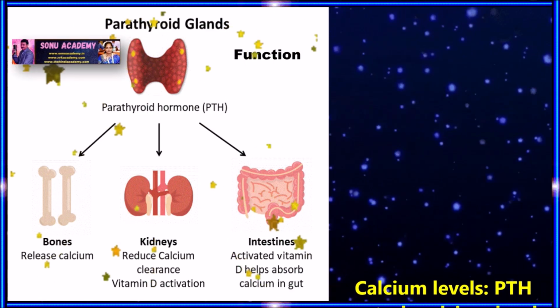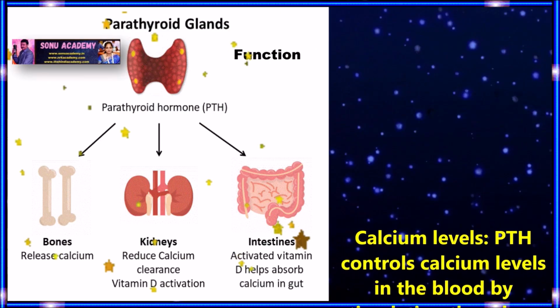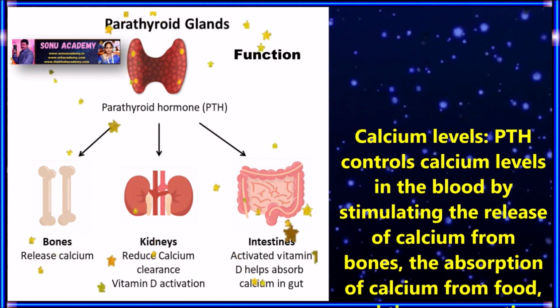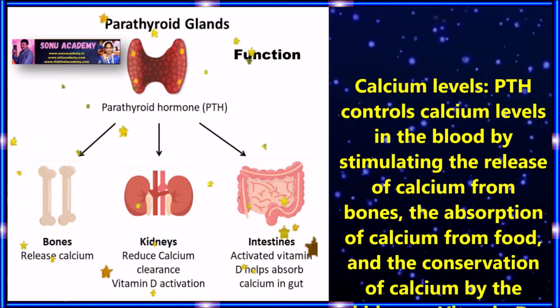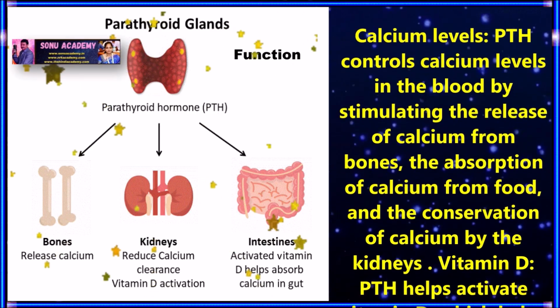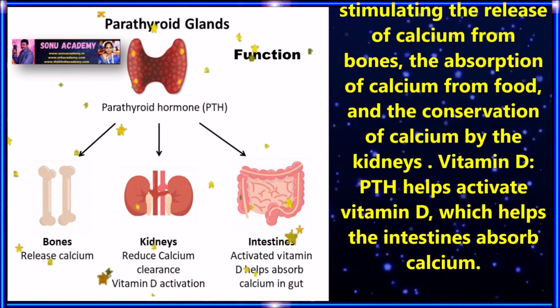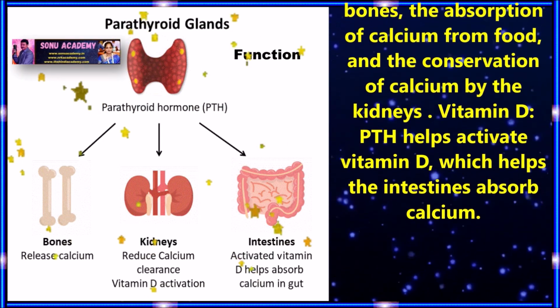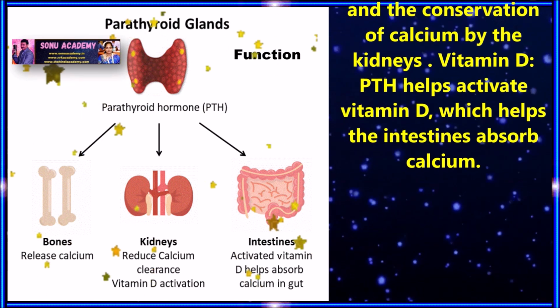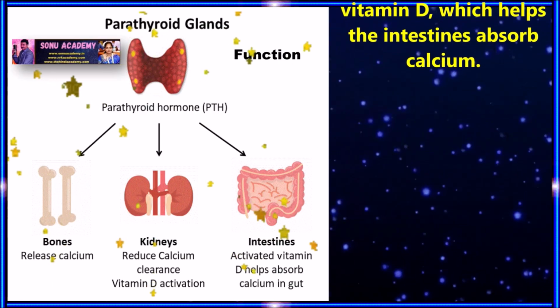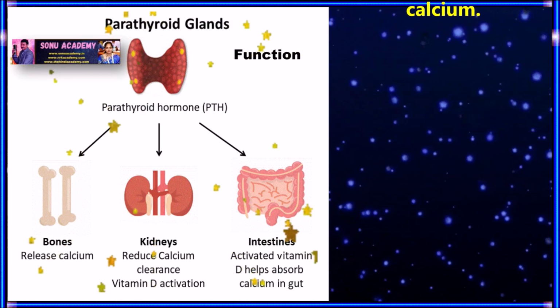Children, the main function of the parathyroid gland is to maintain calcium levels. PTH controls calcium levels in the blood by stimulating the release of calcium from bones, the absorption of calcium from food and the conservation of calcium by the kidneys. Another function is to produce vitamin D. The parathyroid hormone helps to activate vitamin D, which helps the intestinal absorption of calcium.